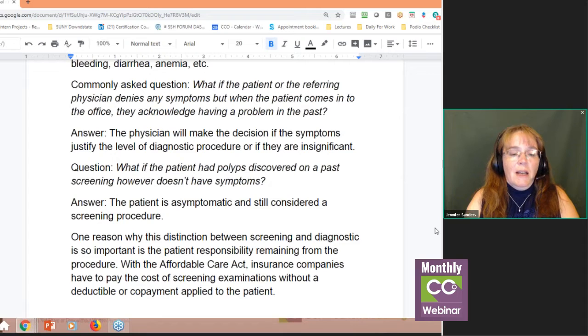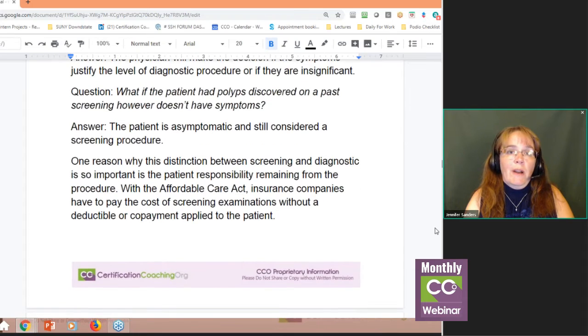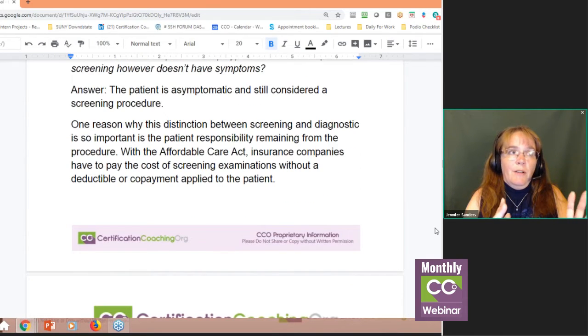What if they had polyps that were discovered on a past screening? However, when they come in now, they don't have symptoms. So that patient is asymptomatic, they don't have any symptoms, it's still considered a screening. Even though the last time, 5 years ago or whatever, they said, yep, we found a problem, but it's okay, it's going to go away. They don't have any symptoms or signs going on right now 5 years later. So it's again just a screening.